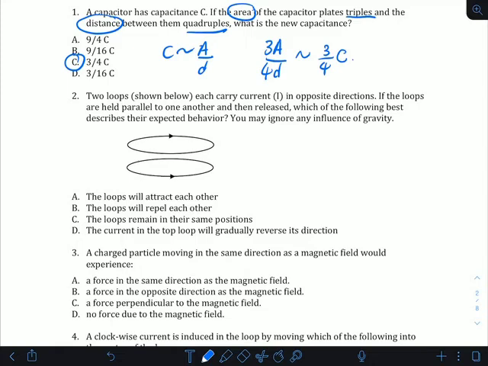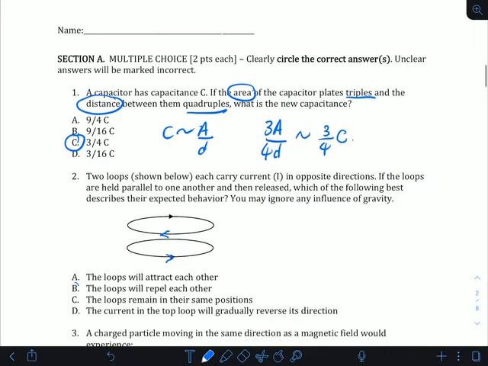Question 2, 2 loops each carry current I in opposite directions. If the loops are held parallel to one another and then released, which of the following best describes their expected behavior? You may ignore any influence of gravity. So if we trace this current around, we see that we have a current going to the left here in the front. This is 3-dimensional, and then in the back you have it going the opposite. So if you remember that opposite currents repel, then you'll know already that the loops will repel each other.